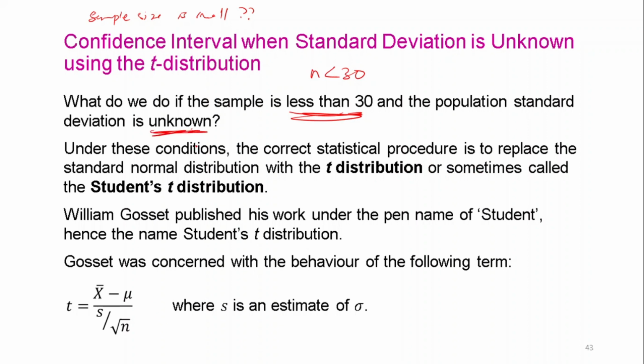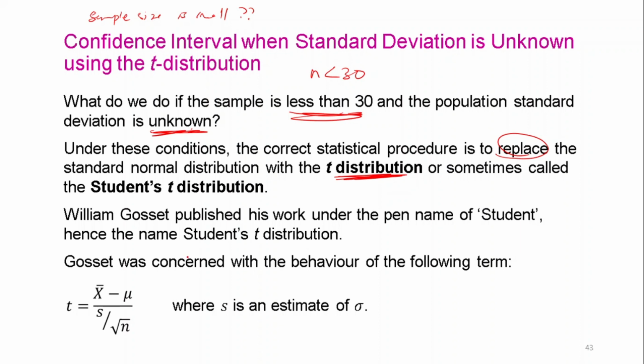Under this condition, the correct statistical procedure is to replace the standard normal distribution with the t-distribution, or sometimes we call it the Student t-distribution. So if our n is less than 30, you need to use the t-distribution. Because in this chapter, your distribution should be approximately normal. If your distribution is not normal, it is very difficult for you to solve using the Z and T distributions. Later we will look at that condition.